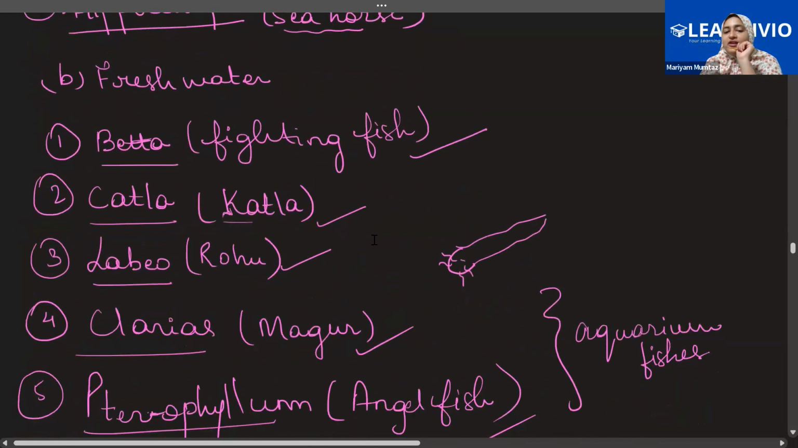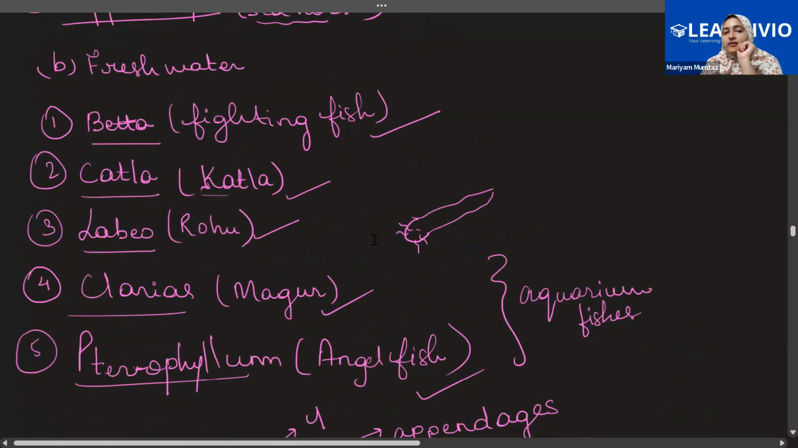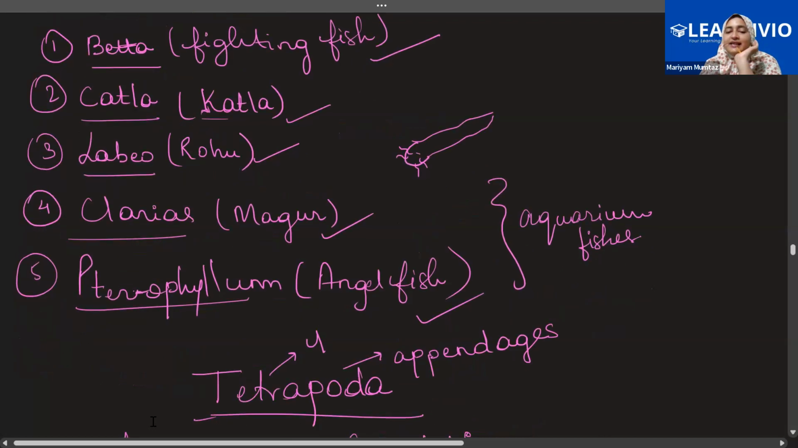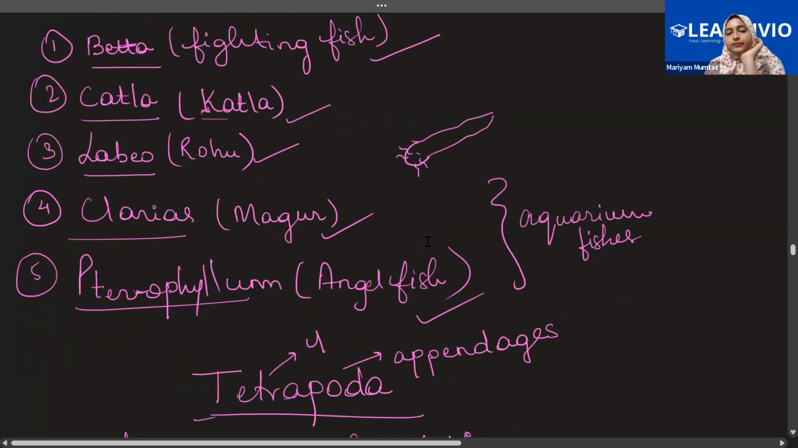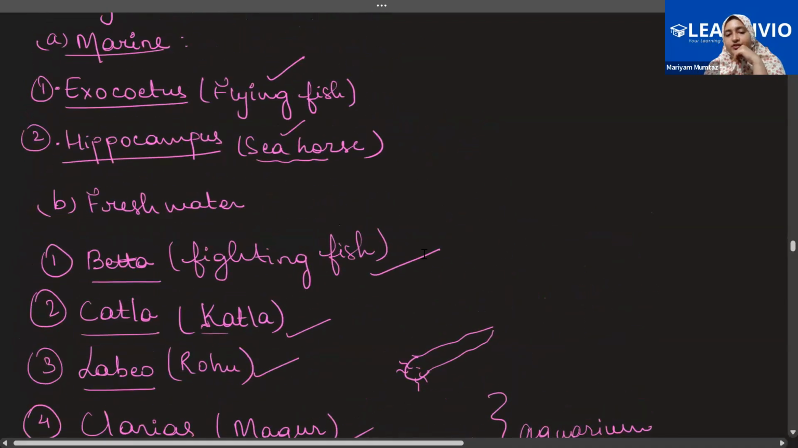Now talking about the freshwater forms. So we have Betta, which is the fighting fish. Then we have Catla, that is a freshwater fish again. The one that is Labeo rohita, we have rohu. This is the one we consume. Then we have Clarias, which is also known as magur. And then lastly, there is Pterophyllum, which is the angelfish. Now, magur, that is Clarias, and Pterophyllum, these two are the aquarium fishes, meaning those fishes that we put in an aquarium. Now, let us quickly look at each of the fishes.